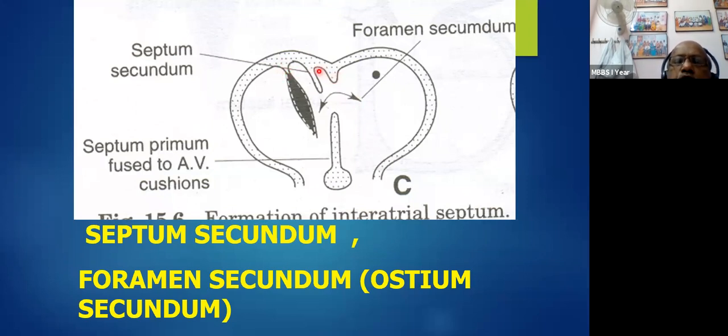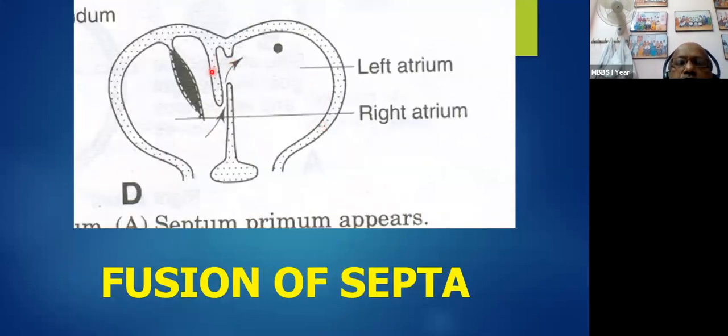In between the two, once again from the roof of the common atrial chamber, note that point, both septum primum as well as septum secundum are originating from the roof of the common atrial chamber only. They descend downwards. The septum secundum descends downwards and overlaps your septum primum, so that you can see here. See that? It is not completely fused. Your septum secundum is not completely fused with your septum primum.